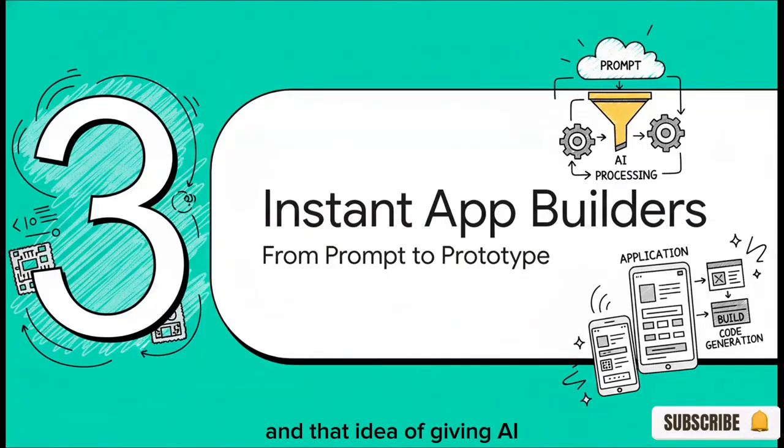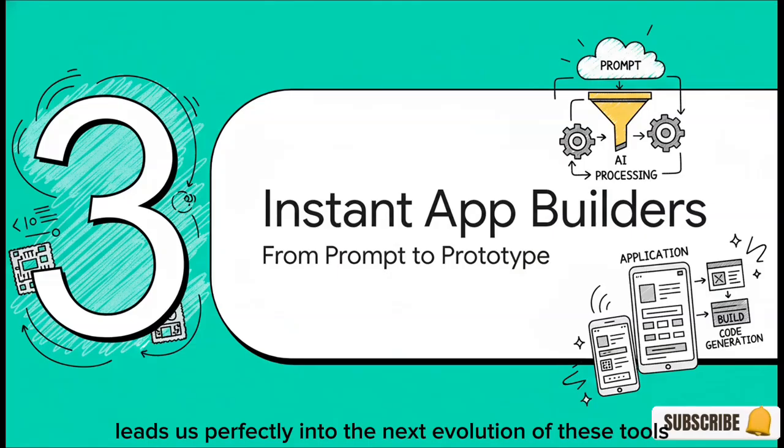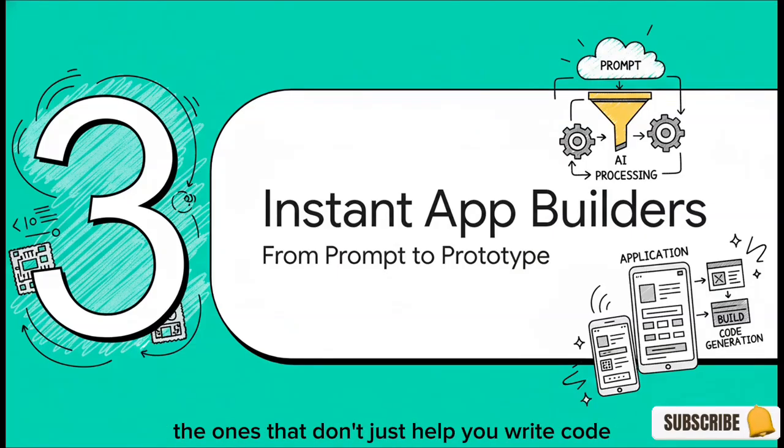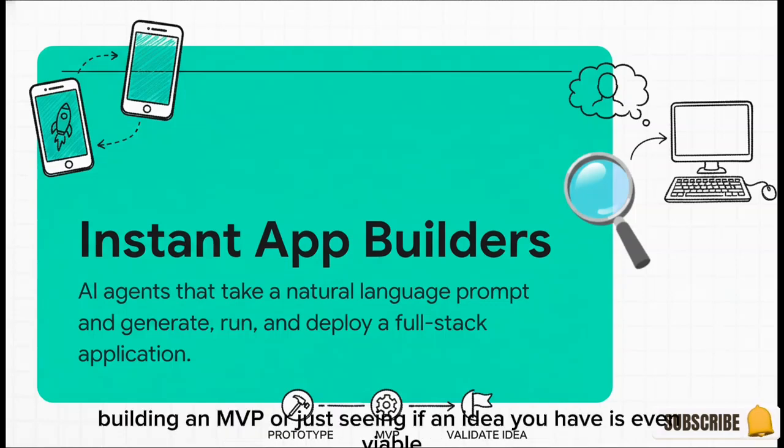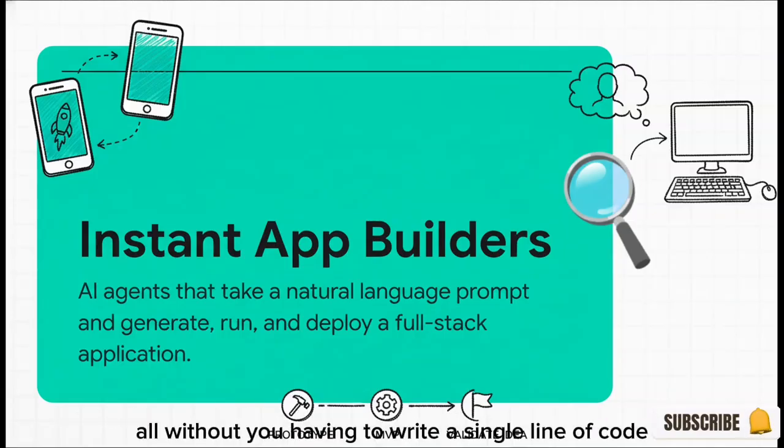And that idea of giving AI more context and power leads us perfectly into the next evolution of these tools. The ones that don't just help you write code, but can actually build entire applications for you. Yeah, you heard that right. These are the instant app builders. They're perfect for spinning up a quick prototype, building an MVP, or just seeing if an idea you have is even viable, all without you having to write a single line of code. You just describe what you want, and it builds it.